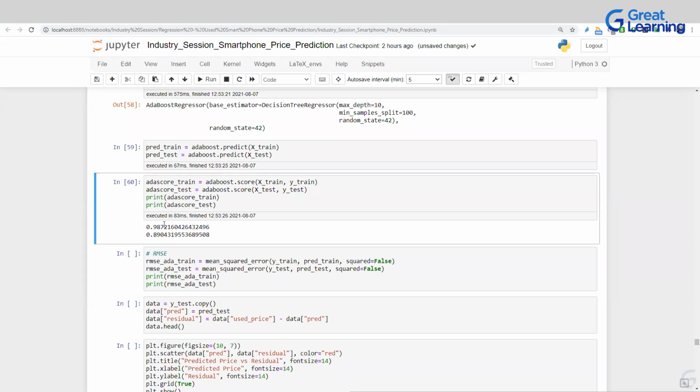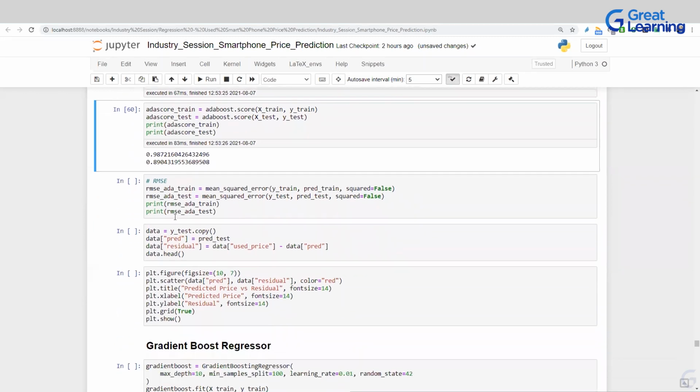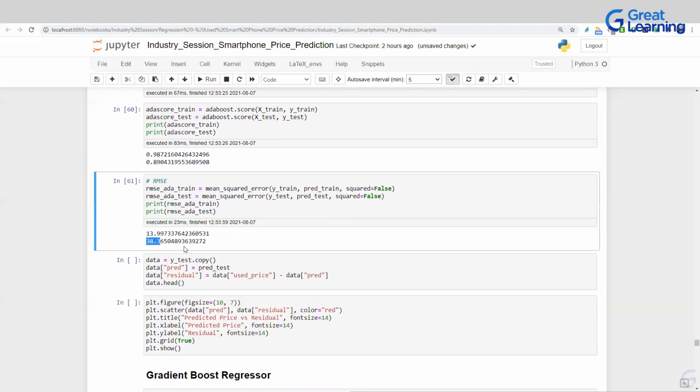Random forest gave us an 88% R-square on test. This is giving us 89%. So a bit of improvement. But let's see if this improvement also improves the RMSE or not. The RMSE drops down to 38 euros from 41, which is again a significant dip.